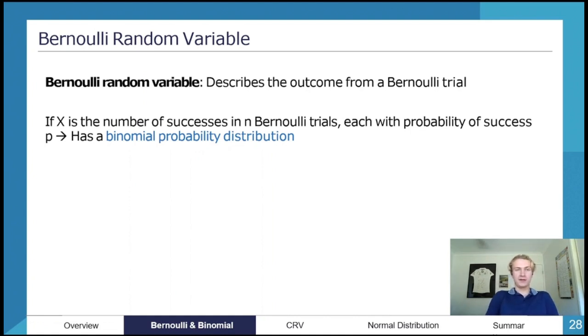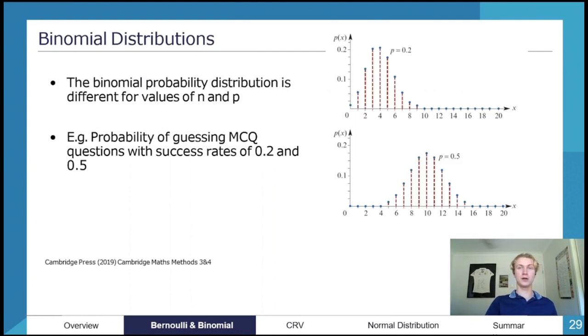Okay, so a Bernoulli random variable describes the outcome from a Bernoulli trial. So if x is the number of successes in n number of Bernoulli trials, each with the probability of success of p, that means we've got a binomial probability distribution. So we can actually graph this, the probability and outcomes of x. So binomial distributions we represent like this. The binomial probability distribution is different for values of n and p. If we change n, if we change p, it's going to affect the value of P(X = x) that we get.